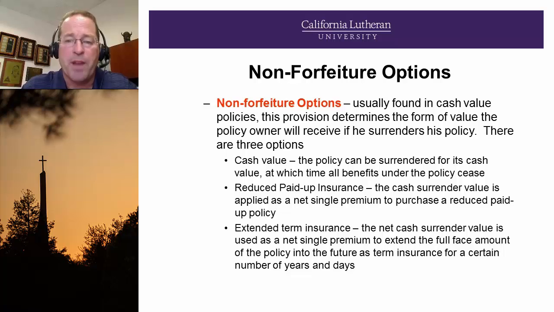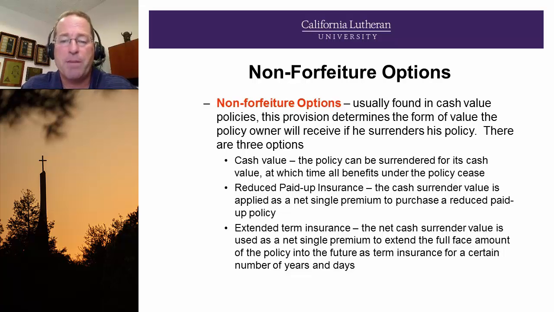Non-forfeiture options. Usually found in cash value policies, this provision determines the form of value the policy owner will receive if he surrenders the policy. And there are three typical options. The most common being the cash value. The policy is surrendered, and any cash value net of surrender charges is given back to the owner.